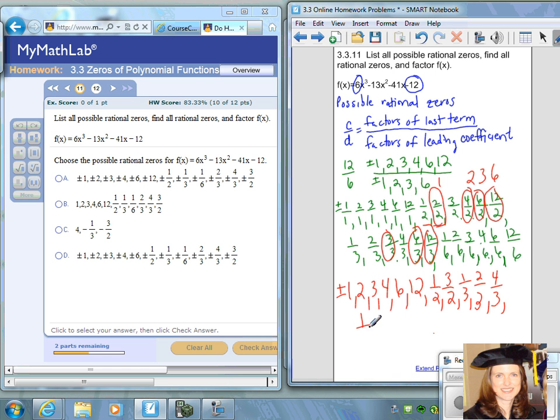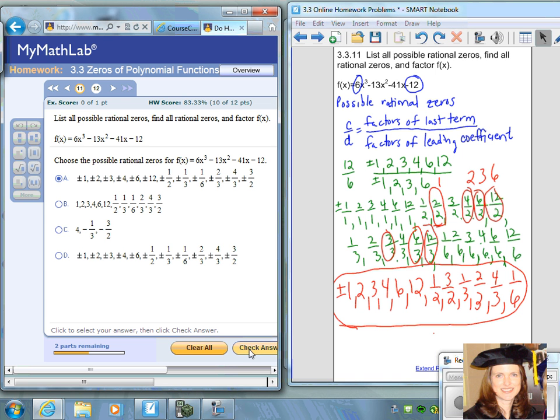1 over 6 is plus or minus 1 over 6. 2 over 6 is a third. We already have that. 3 over 6 is a half. 4 over 6 is 2/3. 6 over 6 is 1, and 12 over 6 is 2. So we already have that. So let me go ahead and list it like this, 1 over 6. So you can see these are all of the possible rational zeros. If it has a zero that's a rational number, it has to be one of these, either plus or minus 1, plus or minus 2, plus or minus 3, and so on. So that in my question is choice A.